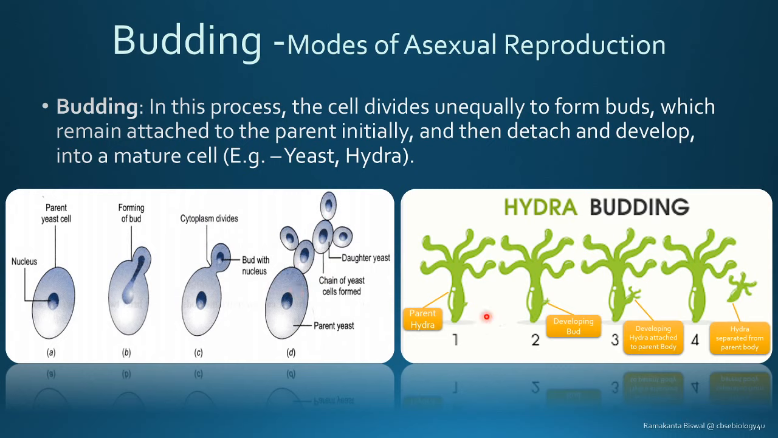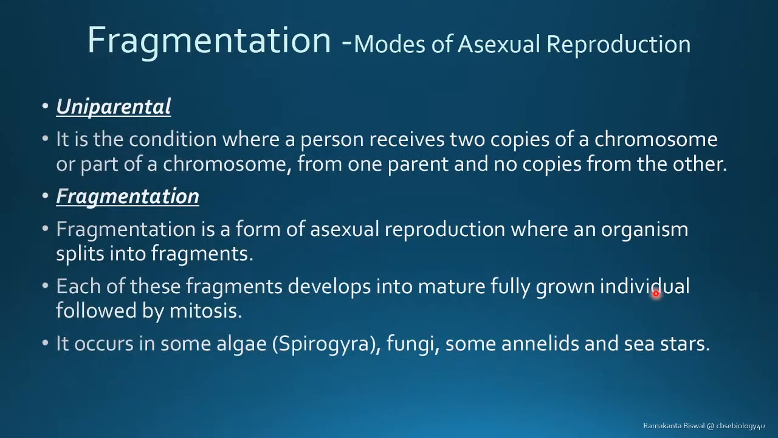Now on the right side, what you're seeing here is the Hydra. You have a parent Hydra, a small bud develops, and the bud starts growing on the parent, and finally it gets separated completely from the parent body. So in this case, a simple process, the organism develops on the parent body till it is fully mature and then released from the parent body. It is typically seen both in the case of yeast and Hydra, a basic example.